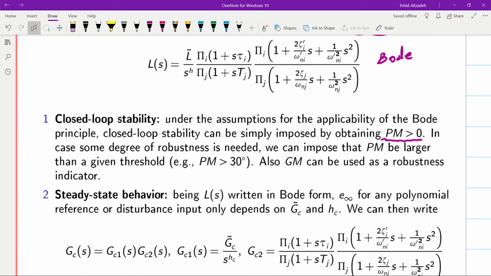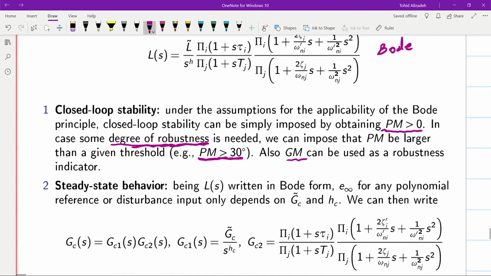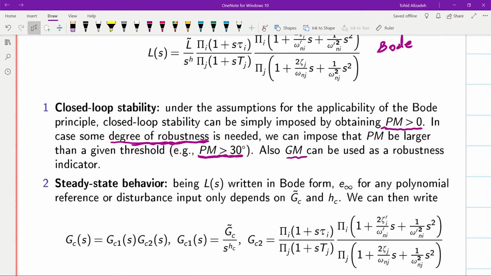And in some cases, we might need to have some degree of robustness. In that case, instead of saying phase margin should be bigger than 0, we will have a given threshold for the phase margin. For example, phase margin should be bigger than 30 degrees. Or we can also have the gain margin being used as a robustness indicator. Instead of saying gain margin should be bigger than 0, we might say gain margin should be bigger than 10, for example. So that those will give us some degree of robustness.